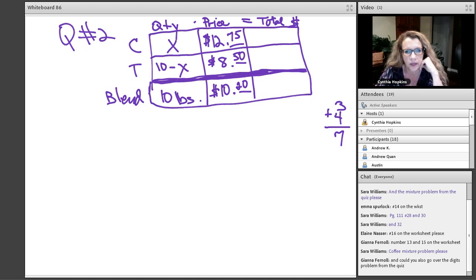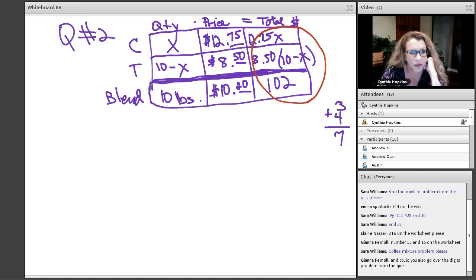Okay, so now I'm going to multiply straight across. I get 12.75x. Here I get 8.50 times the quantity 10 minus x. And when I multiply 10 times $10.20, I get 102. Then here in red, I'm going to circle. There's my equation, and I don't even need to think at all. It just appears. So 12.75x plus 8.50 times the quantity 10 minus x equals 102.